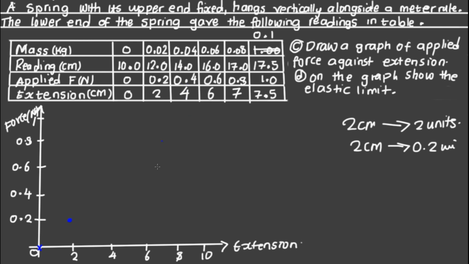Then we have 4, 0.4 somewhere here. Then we have 6, 0.6 somewhere here. Then we are going to have 7, 0.8. So the line will bend a bit. Then 7.5, 1.0.